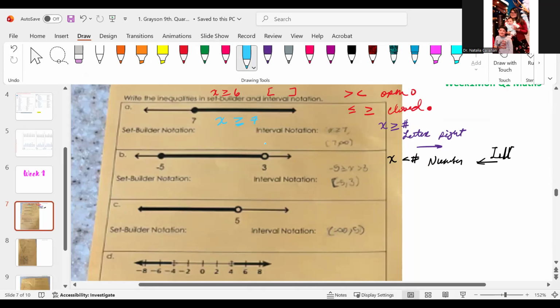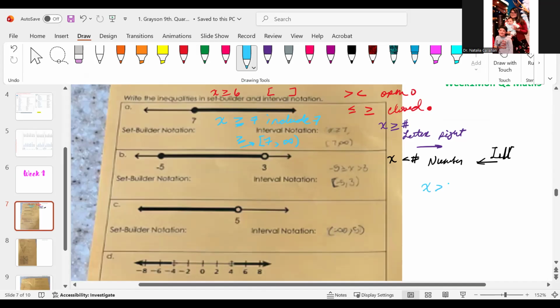Okay. Interval notation will be like that. And the reason why there's a bracket right here, do you see the bracket? It's because of the equal sign. Because that's where it starts. So it's including the 7. The bracket is because you're including the 7.